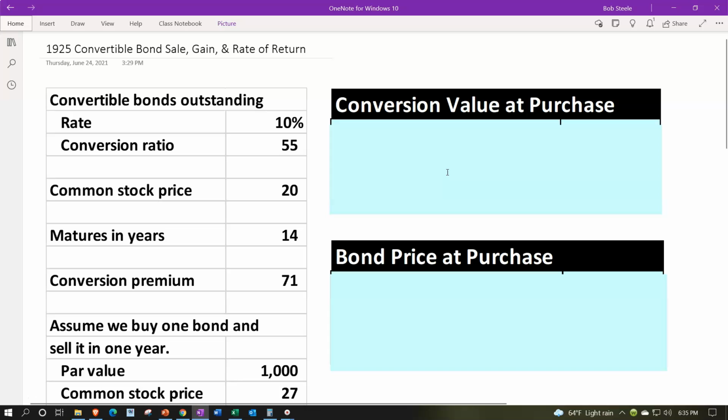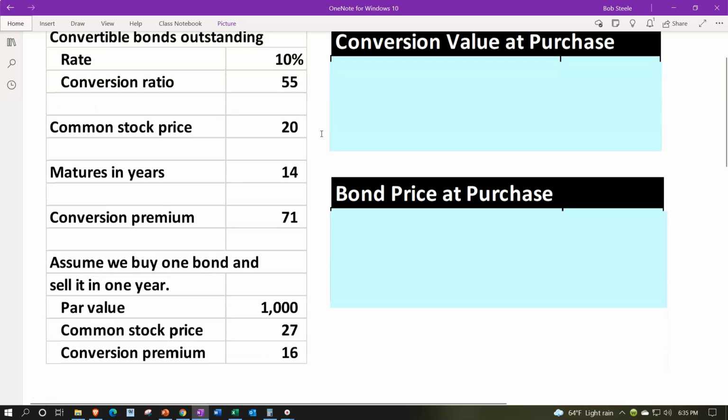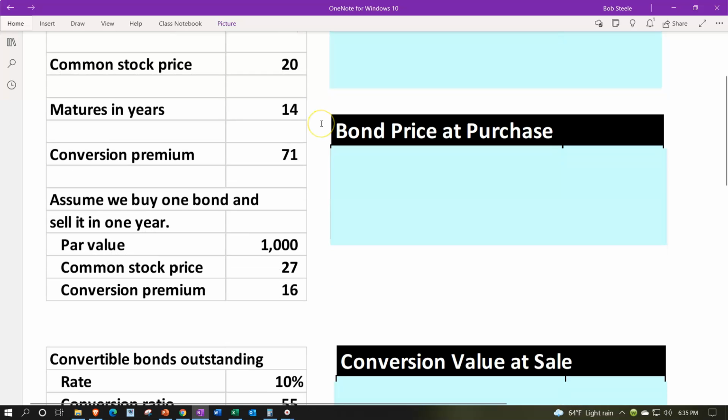So we've got the convertible bond outstanding. The rate is 10%. The conversion ratio, meaning the number of shares we can convert them into if we chose to, is 55 shares. The common stock price, meaning the stock price of the shares we can convert them into if we so choose, is 20. They mature in 14 years. The conversion premium, which by definition is the amount over and above the conversion value, meaning the value of the stocks if we were to convert the bonds and consider the market value, is the amount over and above to the bond price. That will help us to figure the bond price.